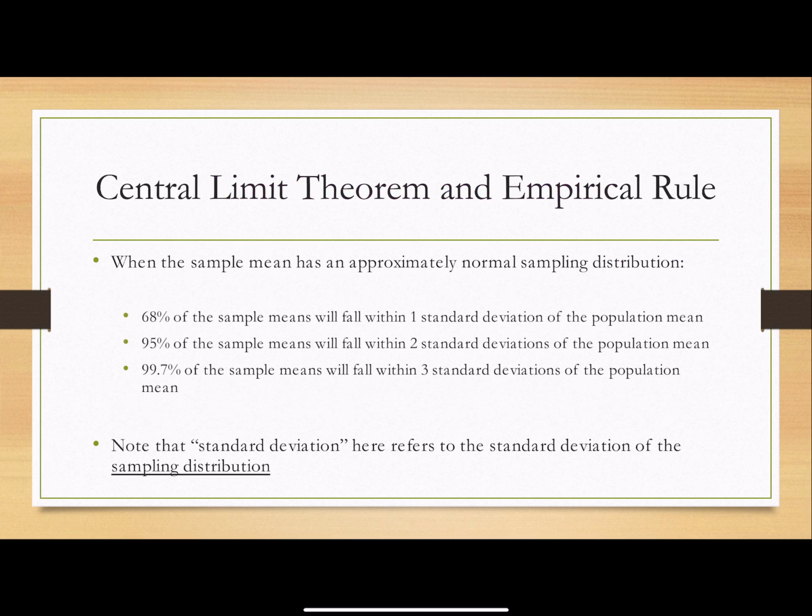So this slide is talking about the central limit theorem and the empirical rule. This is basically what we said already here: the central limit theorem gives us a normal distribution, and then the empirical rule can be used to find these percentages. It's really just a rehash of an earlier slide. I'll continue on.